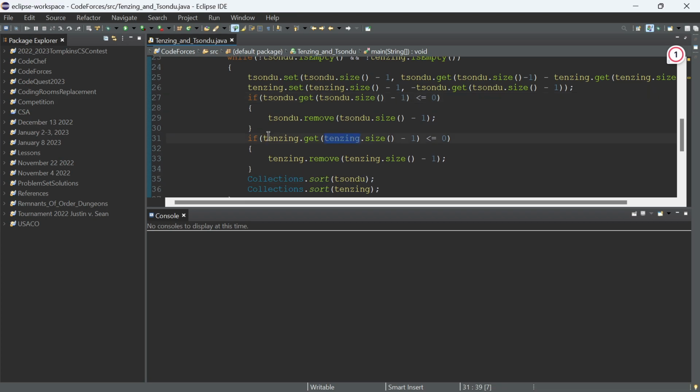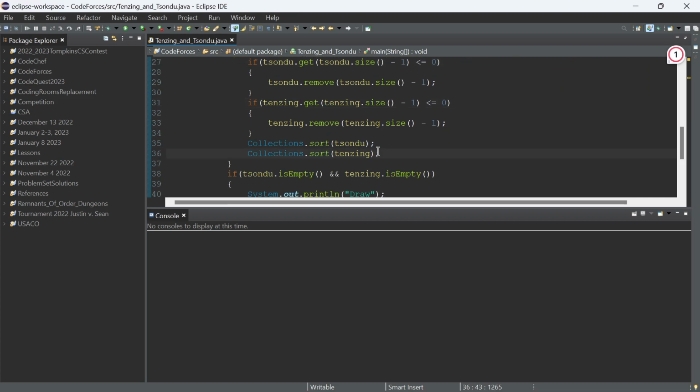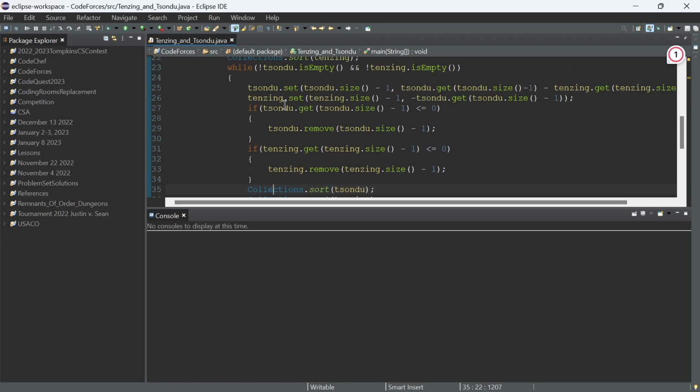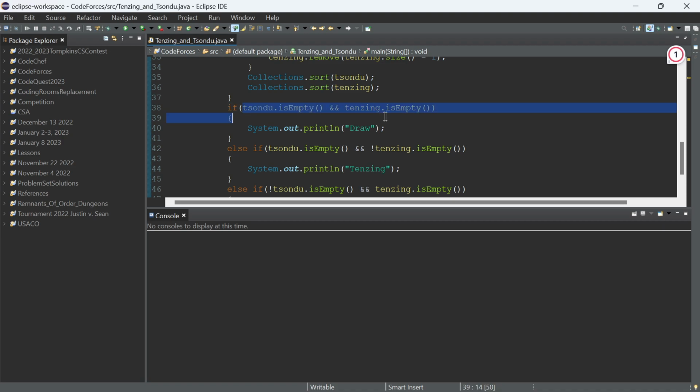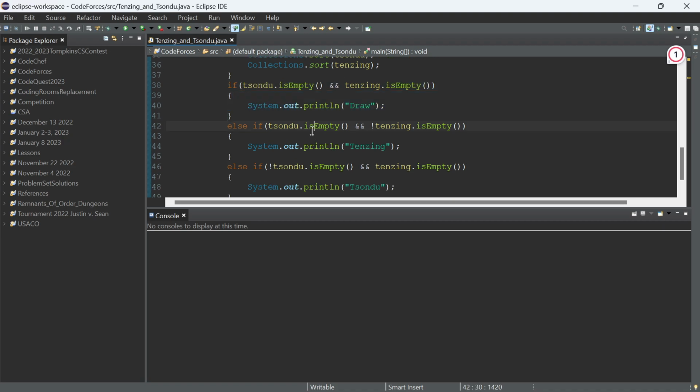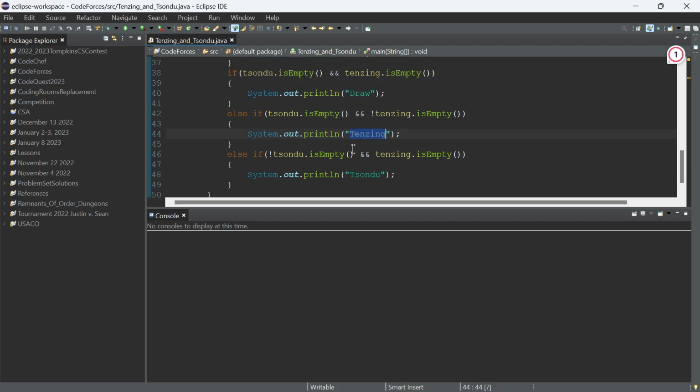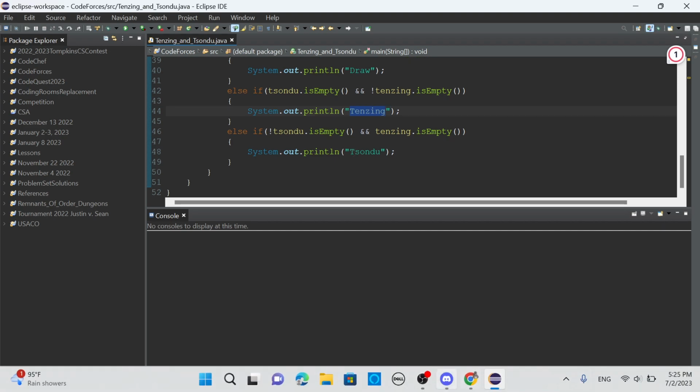Same thing for Tenzing. We sort it, and then we sort it again. We continuously do this until one or both are empty. If both are empty, we print out draw. Otherwise, whoever is not empty wins. And there's your solution.